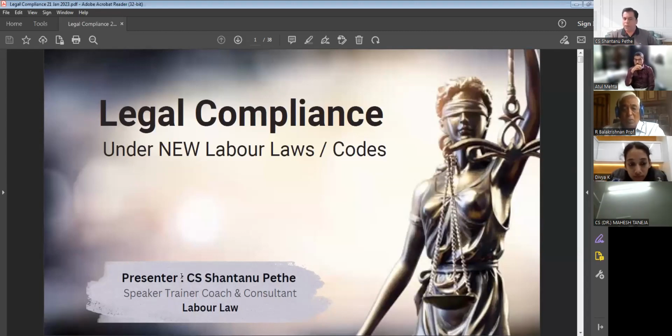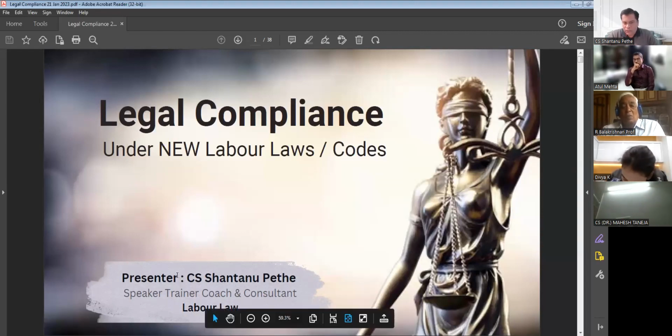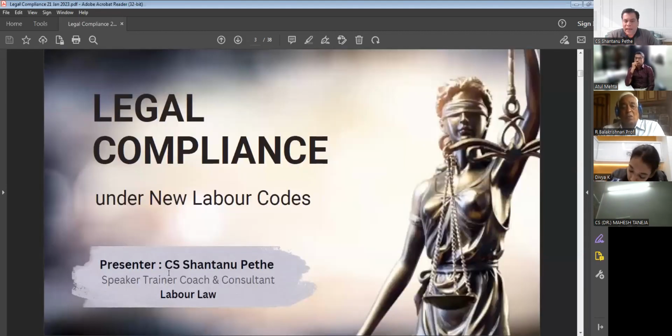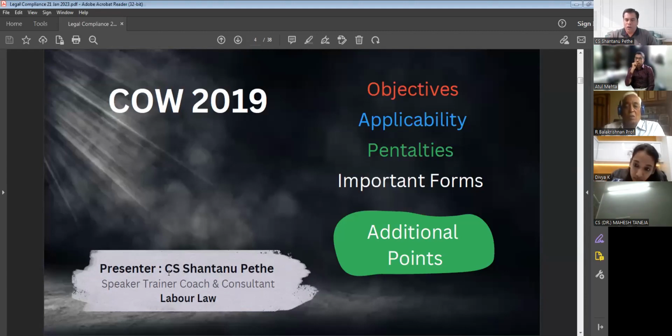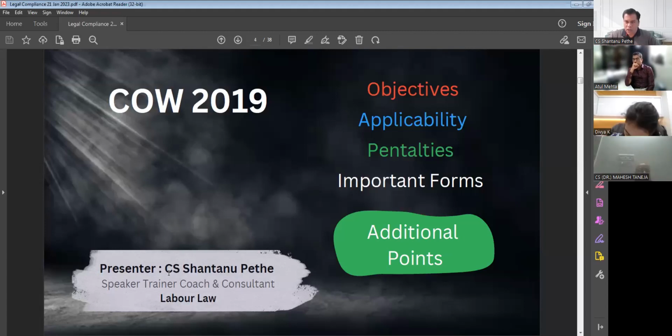Legal compliance under new labor laws. As everyone is aware, there are 4 new labor codes. They are about to be implemented, and 29 existing labor laws will be replaced by these new 4 labor codes. In this time period of 1 hour or so, it is impracticable to cover each and every aspect of these new labor codes. But what we can do is focus on key aspects of all these 4 codes.